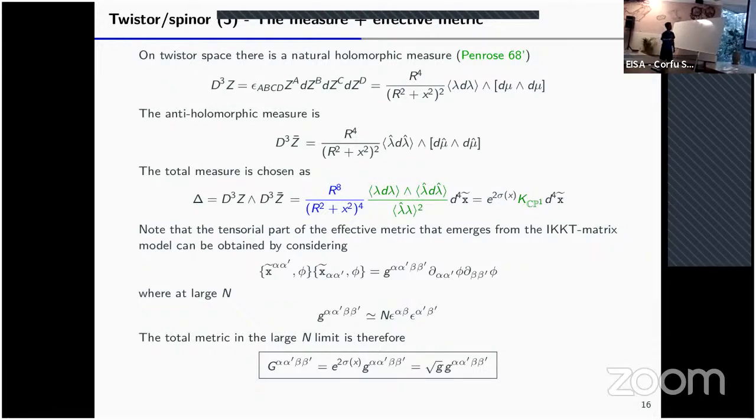Now, since we already have the square root determinant of the matrix, let me try to find the tensorial part of the effective matrix emerging from the IKKT matrix models. To simplify the computation, we just consider this kinetic term between coordinate x and a scalar field. If you do the computation, you see that the tensorial structure of the effective matrix will be this in the large N limit. Therefore, the total matrix in the large N limit is precisely what you expected from the matrix of the force field.